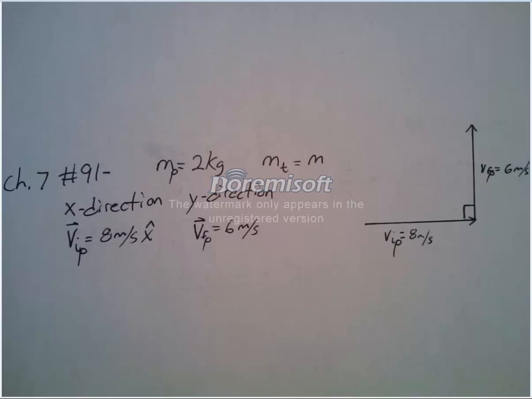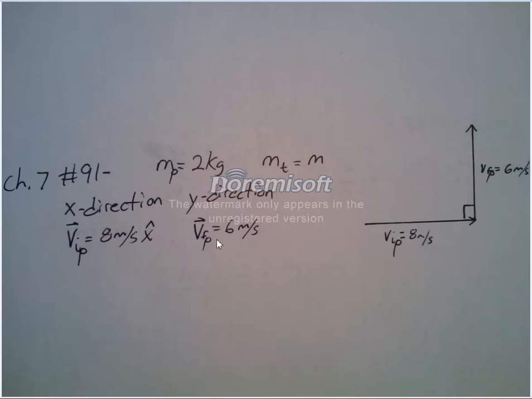But for now, it tells us the projectile is initially moving in the x direction, so we could say the initial velocity of the projectile. It gives us 8 meters per second. We're going to use that as v_iP equals 8 meters per second in the x component.